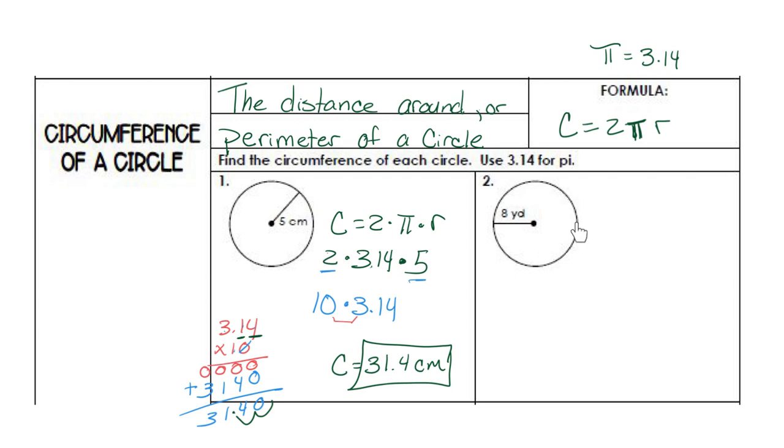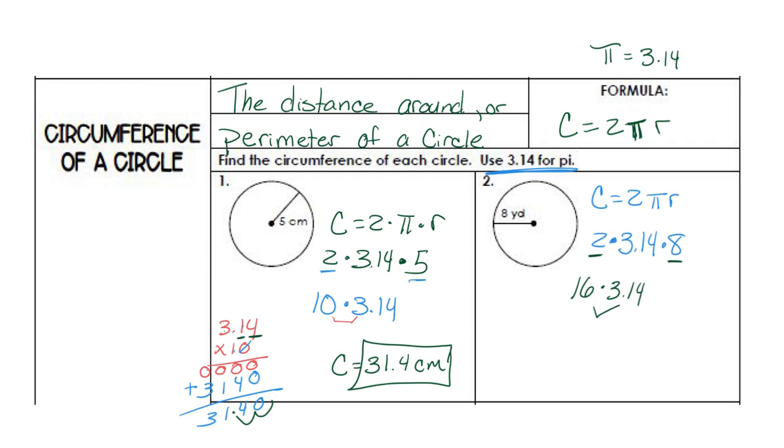Okay, now looking at the second problem, I need to find the circumference again. I have the radius. I know the formula, so I'm going to write out the formula and then fill in the information. So C equals 2 times pi times r. So 2 times, we're going to use 3.14 for pi because that's what it tells us to do, times the radius, which is 8. So again, multiplication, do the 2 easiest numbers first. Well, I can do 2 times 8, which gives me 16 times 3.14.